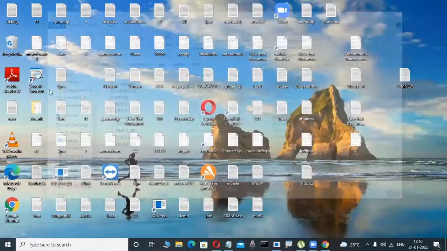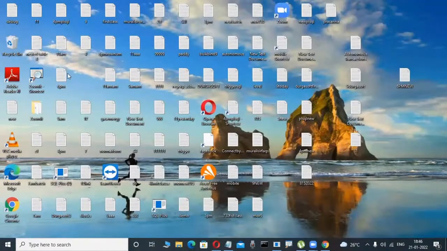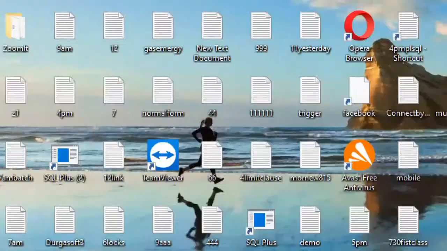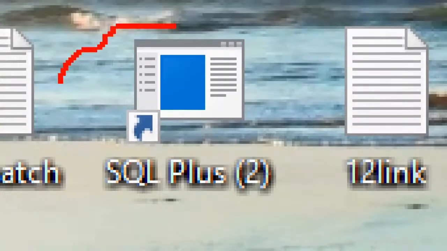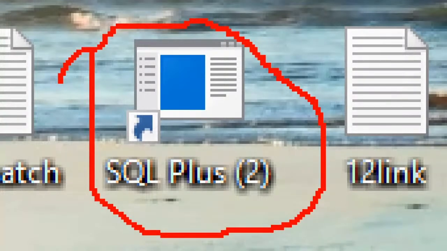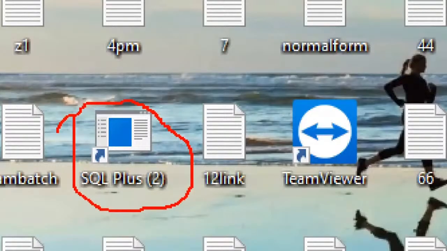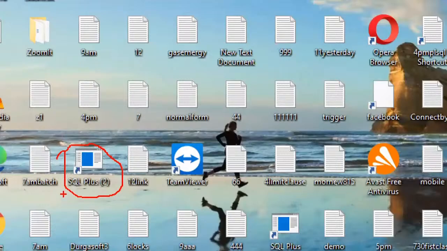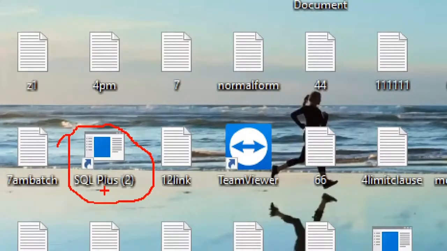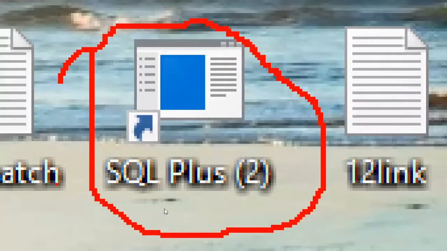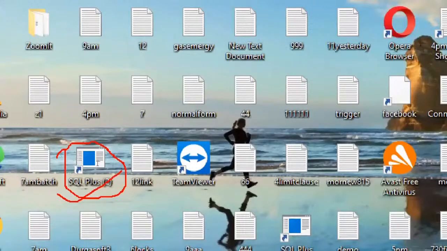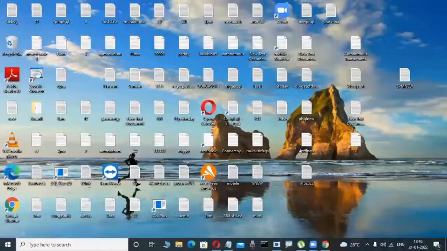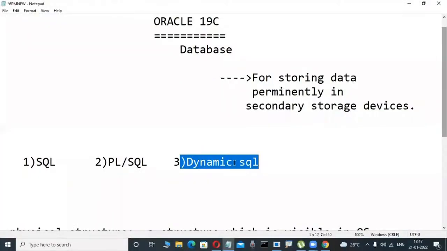Suppose in my screen, something is there. What is this one? I'm installing Oracle. SQL Plus is there. SQL is a language, you have an idea. PL/SQL is a language, some coding is there. Dynamic SQL is a language. Daily we are writing code.